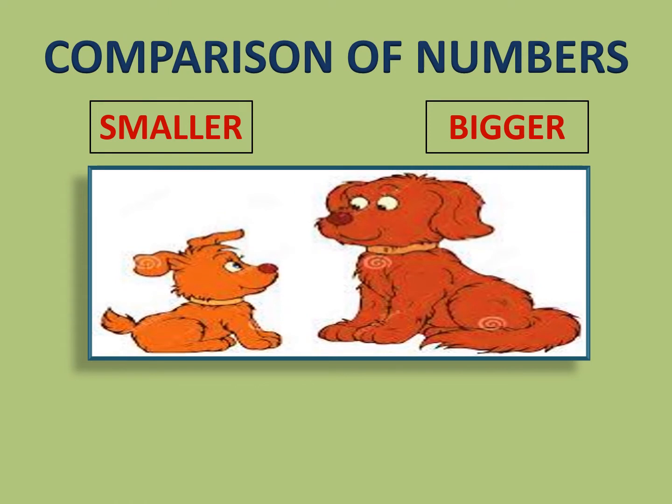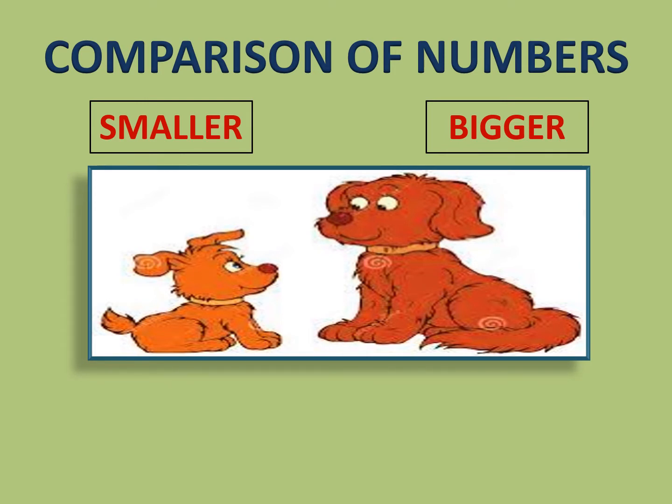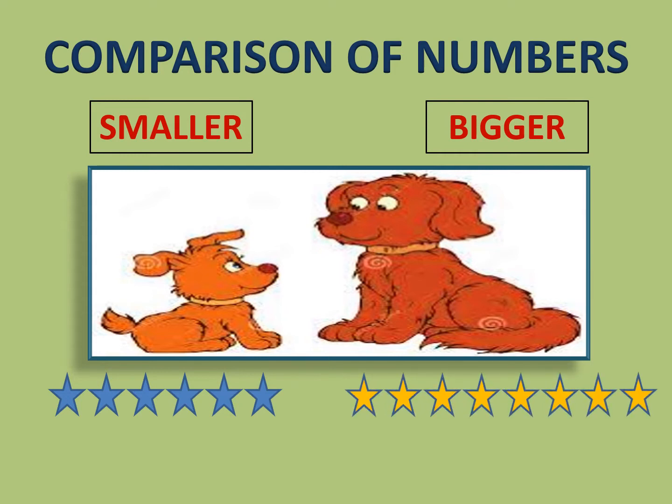Let's revise comparison of numbers. You can see a pup and a dog in the given picture. A pup is smaller in size and a dog is bigger in size. Now, let's count the blue stars. 1, 2, 3, 4, 5 and 6. Now, let's count the yellow stars. 1, 2, 3, 4, 5, 6, 7 and 8. Now, we have 6 blue stars and 8 yellow stars. 8 is bigger than 6 because we have to add 2 to 6 to get 8.